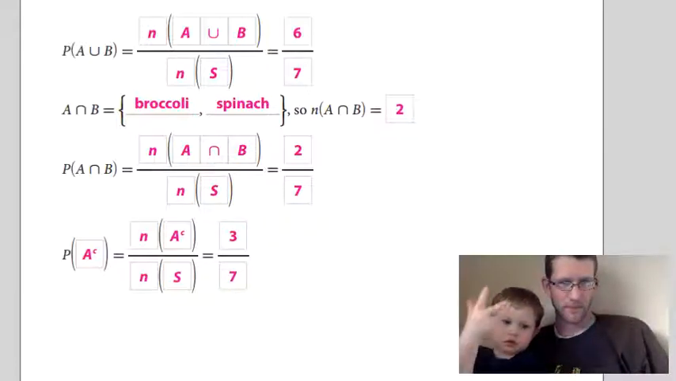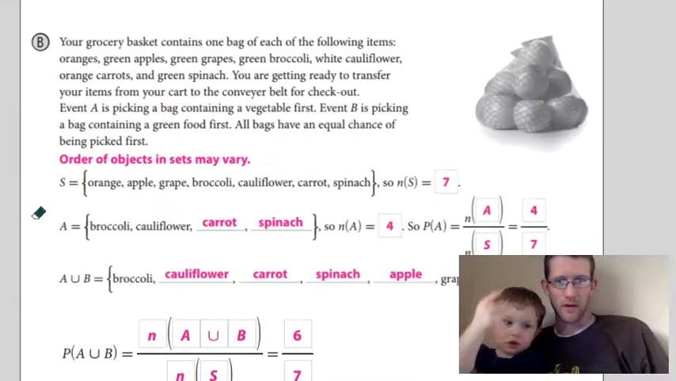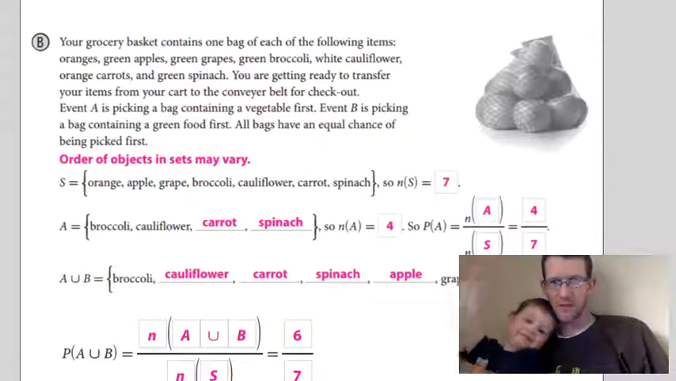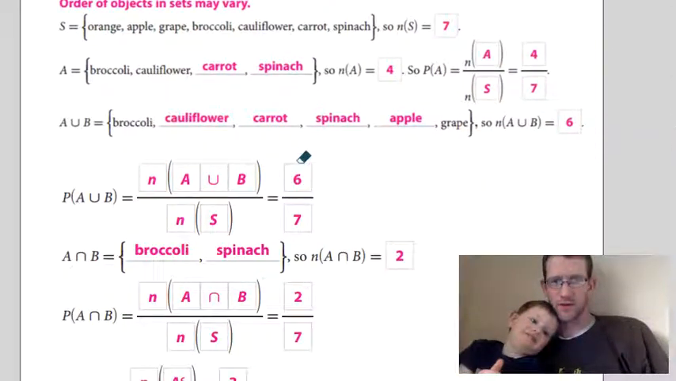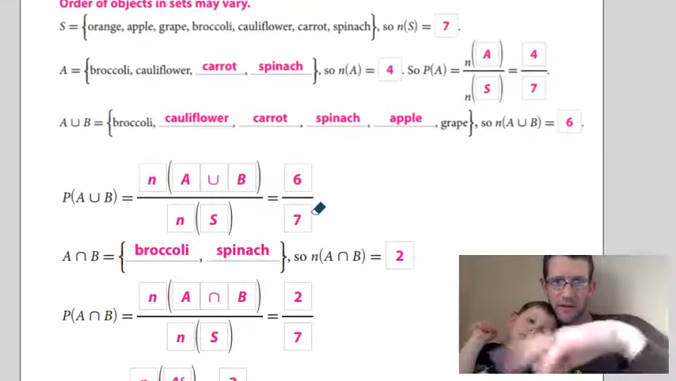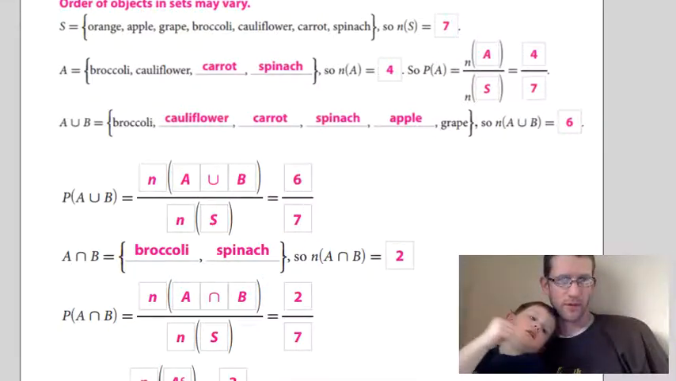Hooray! Of note here, we left these as fractions, but they can definitely be expressed as decimals, right? You can do 6 divided by 7 on a calculator and it gives you some crazy decimal.